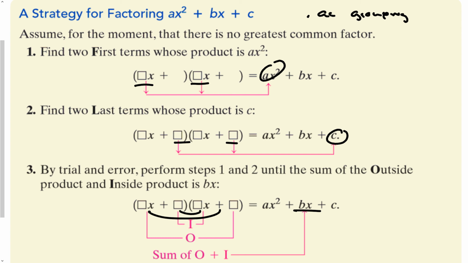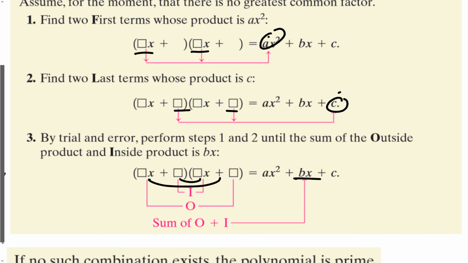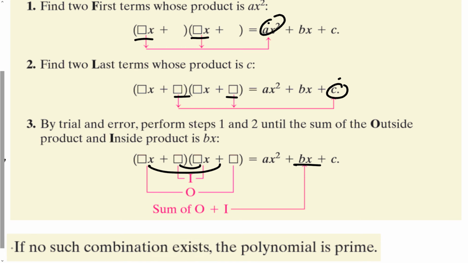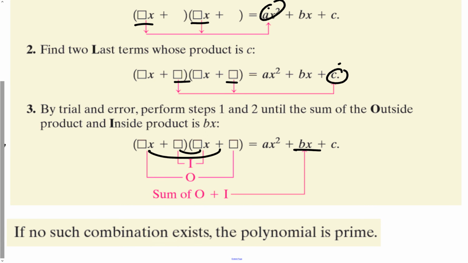So we should guess numbers that multiply together to give me the first term, and numbers that multiply together to give me the last term, and try to find the right factors, the right product, to make the sum the inside term. And if it doesn't work, the polynomial is said to be prime.